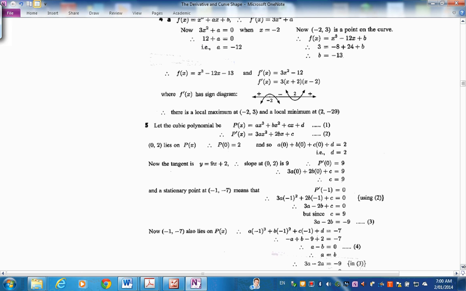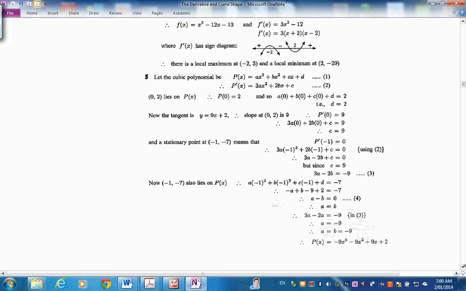And question 5. Did you get the idea there that you needed a general polynomial, a general cubic, ax cubed plus bx squared plus cx plus d? Harder question, that one. How are you going? You might have to go back and check through some of this again and take it in smaller pieces. I'm going to go on now.